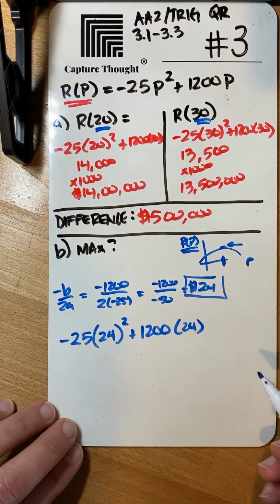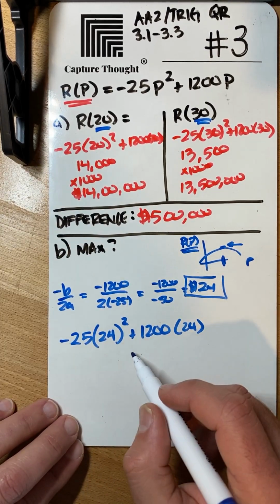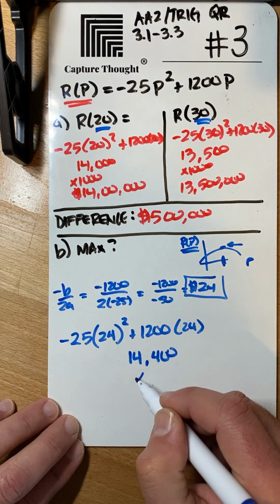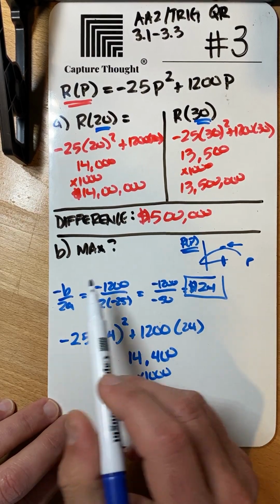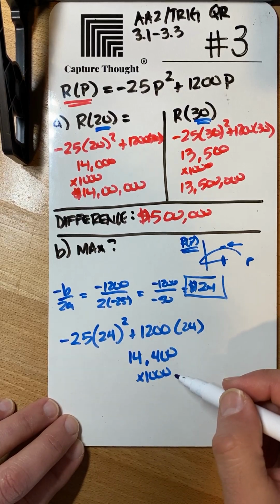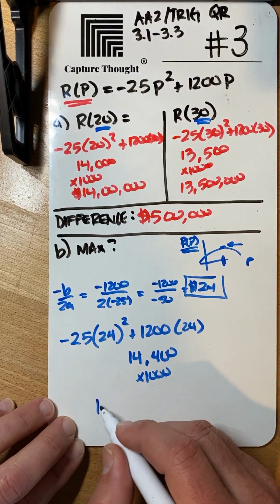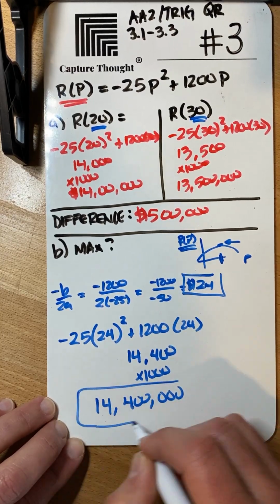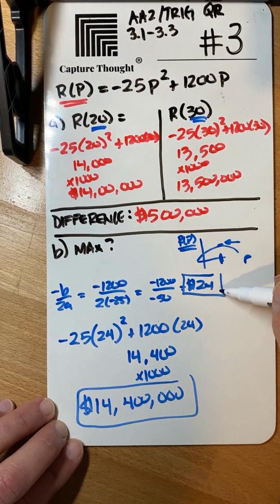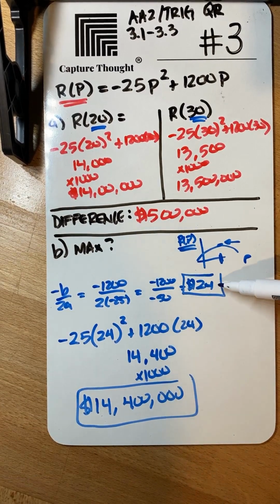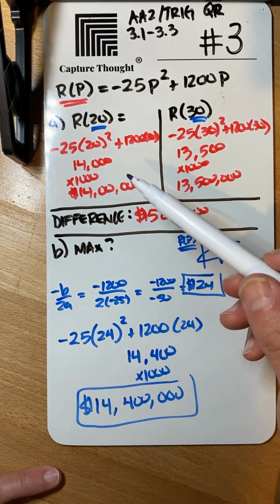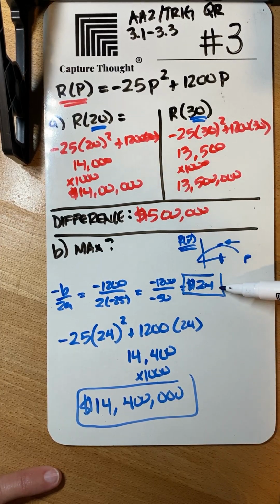Again, if you plug that into your calculator and do it correctly, you should see 14,400. But again, we're going to multiply by 1,000 because it says revenue is measured in thousands. So that's going to give you $14,400,000. So that's the price you should be selling your PlayStations at, or whatever they're called, the handheld units, to create the most revenue. So not 20 bucks, not 30 bucks, but 24 bucks actually gives you the most revenue. Okay, that's how you do number 3.